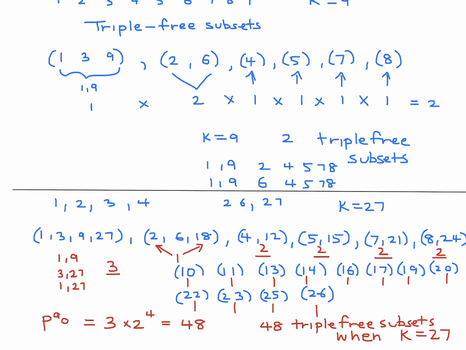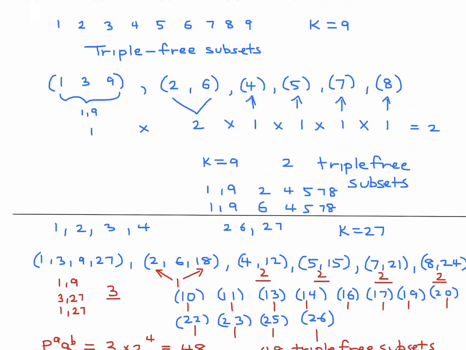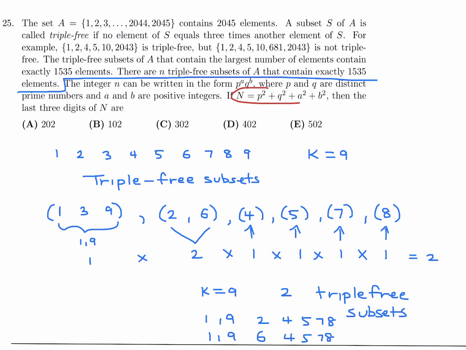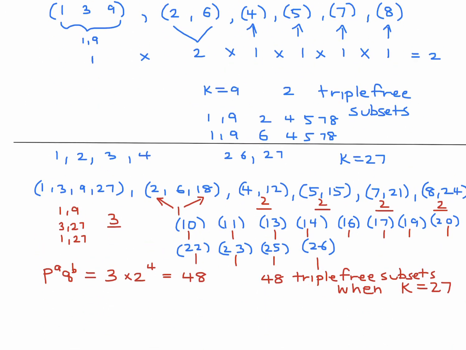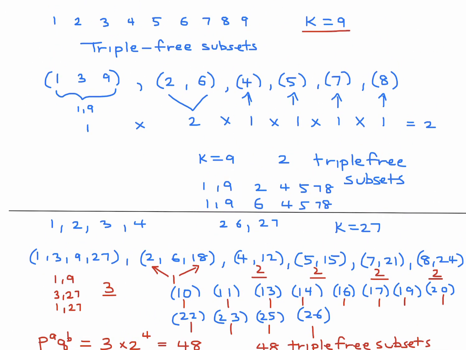So q to the b. So to calculate n, you just have to figure out p squared plus q squared plus a squared plus b squared, and that's very easy to do. Okay, so now that we've done 2 examples, one with k equals 9, one with k equals 27, I think we are ready to tackle the big guy. So here we go.